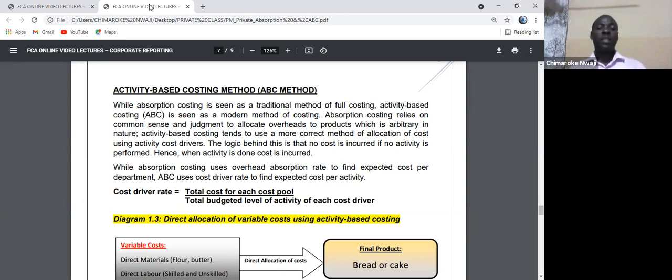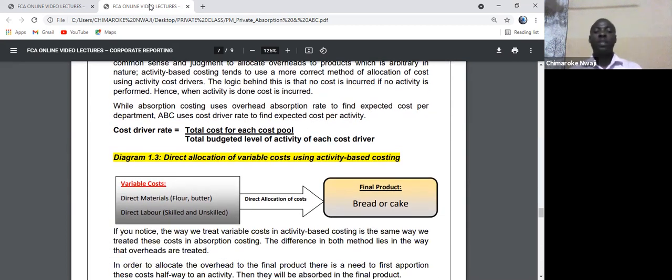Now, what is the similarity between absorption costing and activity-based costing? First, the similarity lies in how you treat variable costs. The way you treat variable costs in absorption costing is the same way you treat variable costs in activity-based costing. Look at those direct materials, look at those direct labor, just directly allocate them to the final product. Case closed. But the difference lies in how we allocate fixed costs.